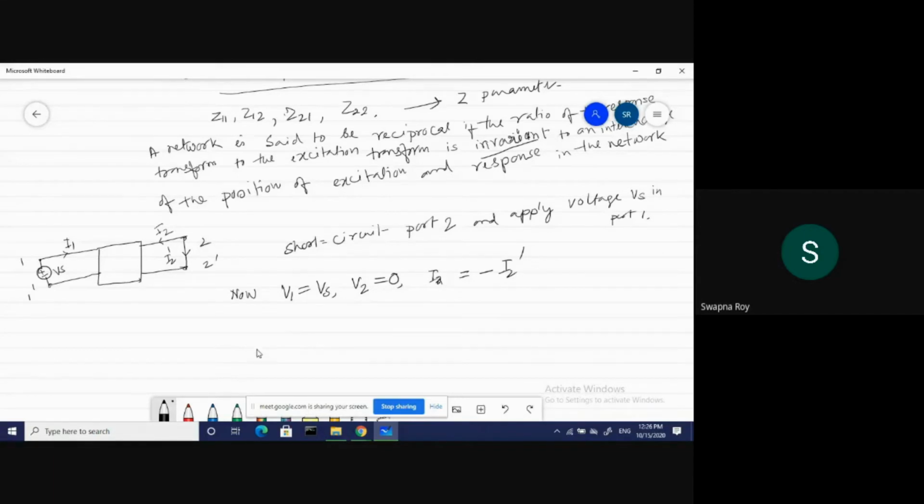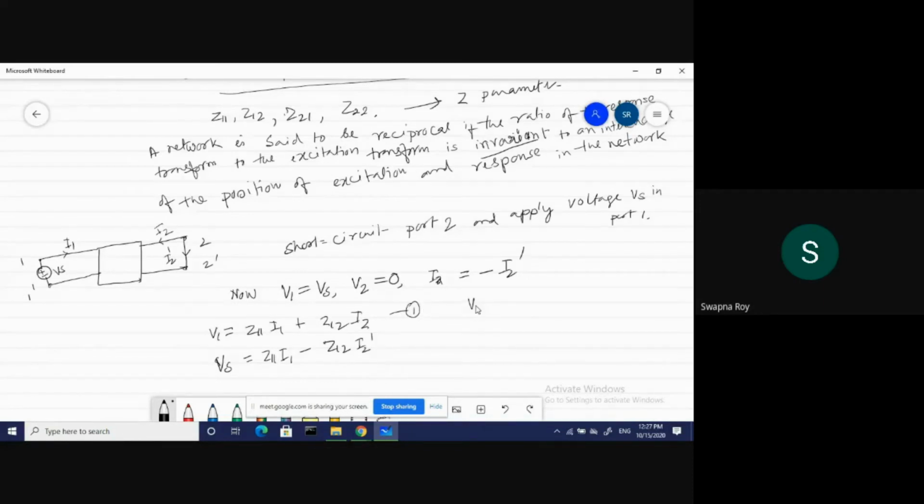So I'm putting these values in the equation, say V1 is equal to Z11 I1 plus Z12 I2. So V1 is equal to Vs, and Z11 I1 is there, I2 is equal to minus I2 dash. So this is equal to minus Z12 I2 dash. This is equation 1.